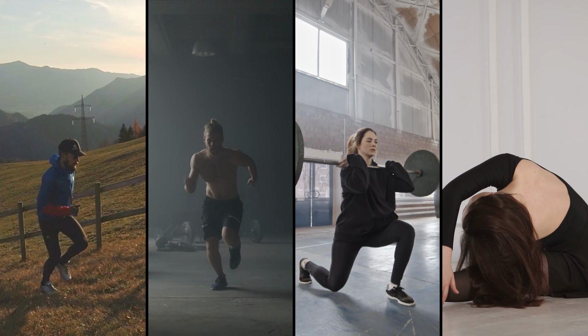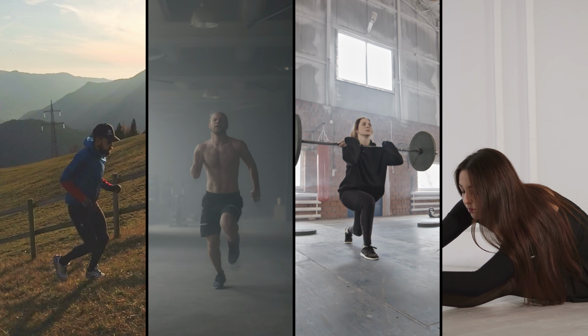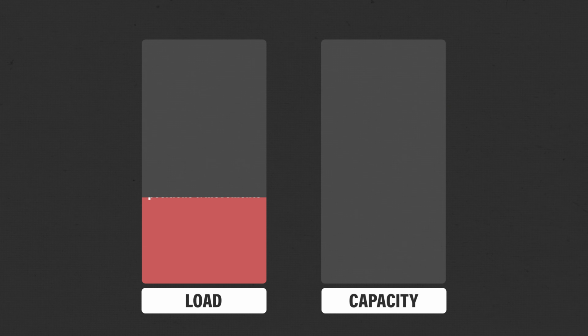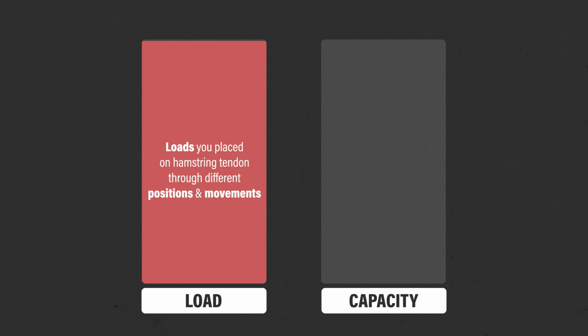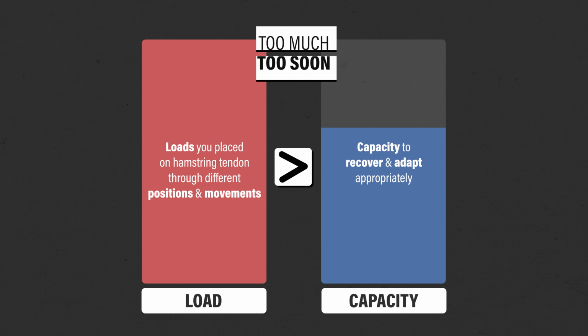A sudden increase in some of these activities may be a contributing factor as to why you developed this condition in the first place. A simplified explanation is that the load you placed on your hamstring tendon through different positions and movements may have exceeded your capacity to recover and adapt appropriately. Or in other words, you may have done too much too soon.